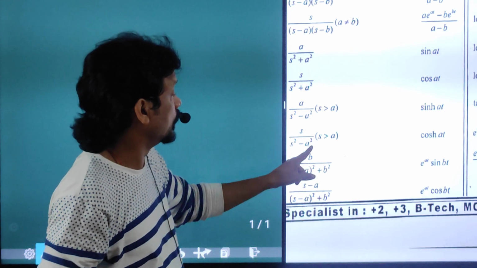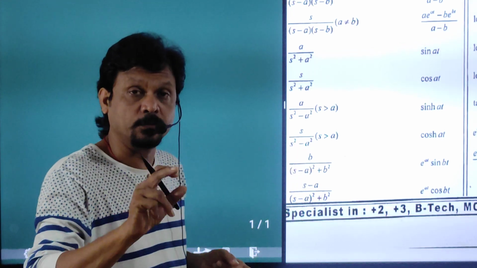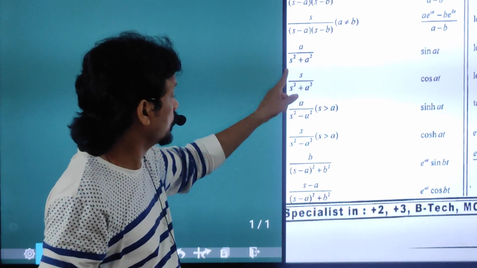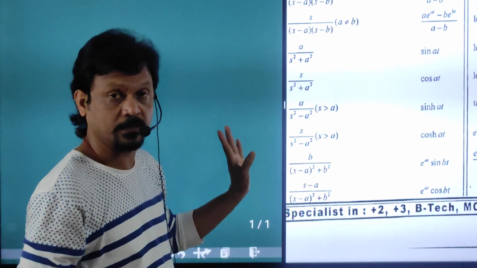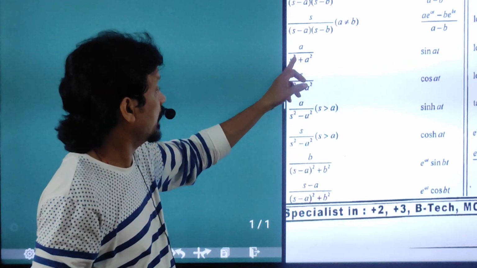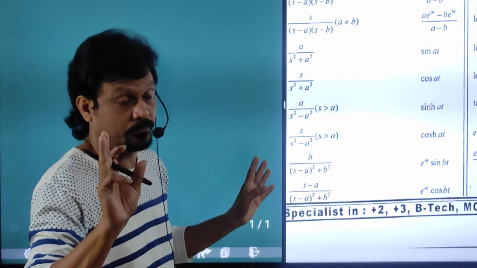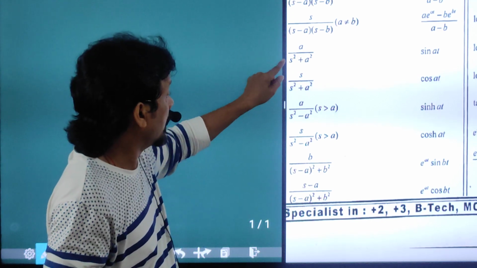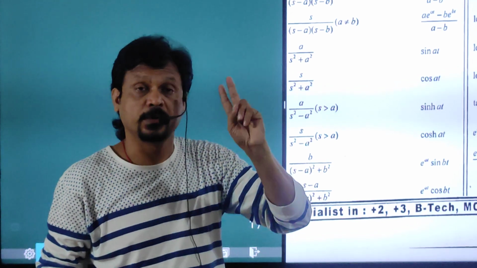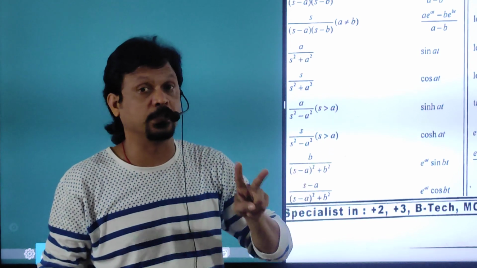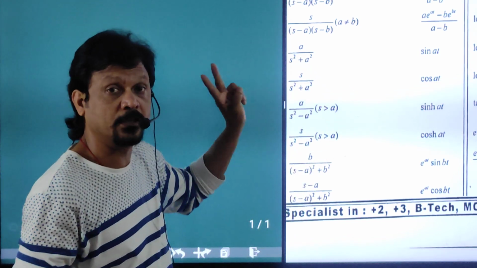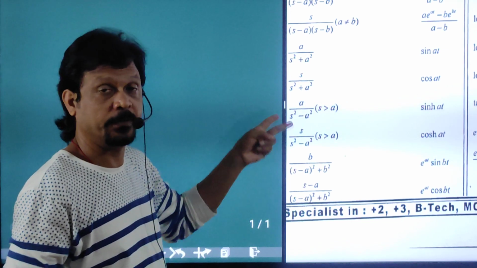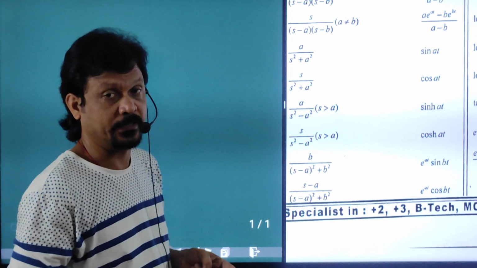There are two terms in the denominator. One is variable square, another is constant square. The variable should be written first and the constant second. Either plus will be there or minus will be there. And in the numerator, you can write either a or s, and it is compulsory. If it is not there, you should write it.